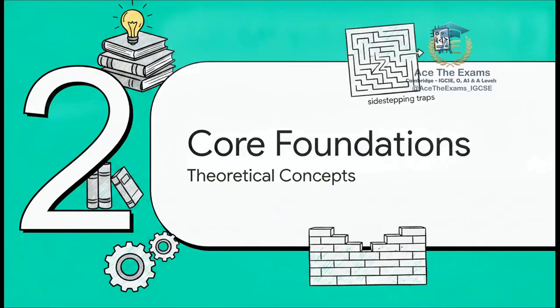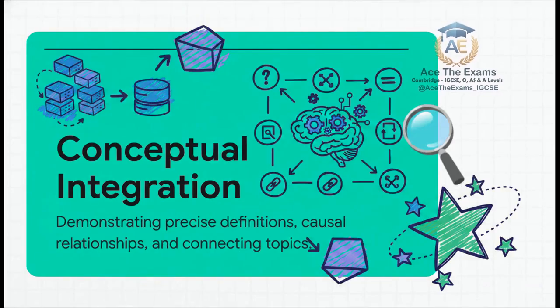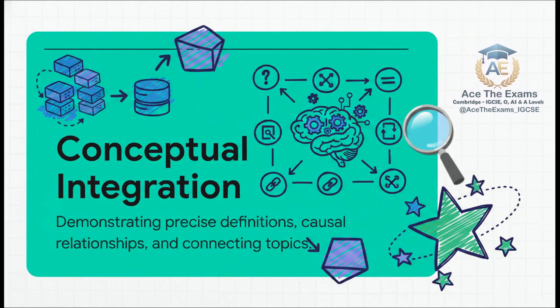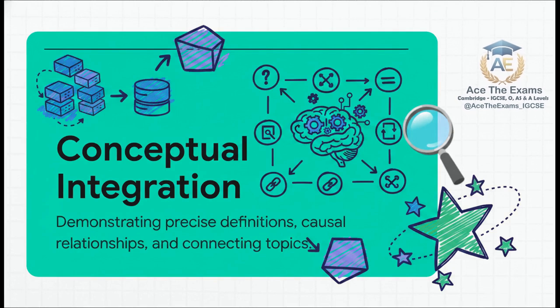Moving on to Section 2, core theoretical foundations. This is where the real transformation happens. Let's take out our red pens and turn them into green check marks. Top-performing students don't just memorize isolated facts. The theoretical architecture of this topic rests on what we call conceptual integration. This means demonstrating precise definitions and, more importantly, understanding causal relationships.